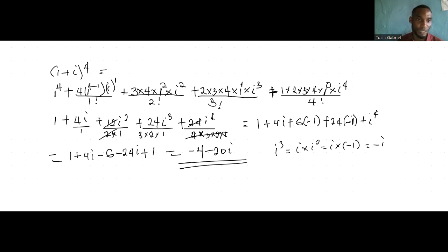Then also, if you have i raised to the power of 4, i raised to the power of 4 can be i squared times i squared. What is i squared? i squared is minus 1. So it's going to be minus 1 times minus 1, which will give you 1. So that's how I know it's 1. All right. Let's quickly look at other things before we call it a day for today.